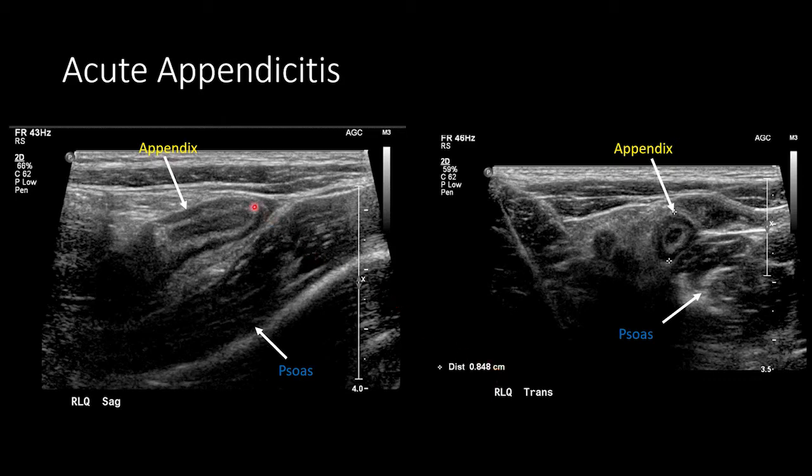In addition to seeing the dilated appendix, we can see fluid within the lumen of the appendix here, and the wall of the appendix appears thickened. We also see these areas of echogenic fat that are outlined in purple. And these areas of echogenic fat are thought to represent fat stranding or inflammation within the fat around the acutely inflamed appendix.